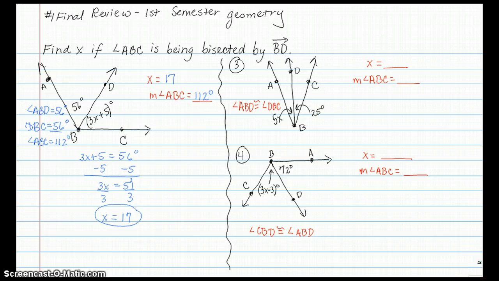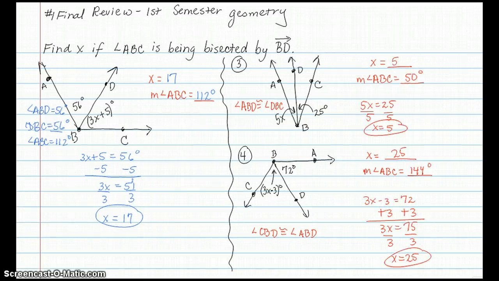There's 3 and 4. Again, angle ABC is being bisected by ray BD, which means that ABD is going to be congruent to DBC. Okay, in number 3, you have 5x set equal to 25 because the two angles are congruent. Using the property of division, divide both sides by 5, so x equals 5. To find what the whole angle ABC is, you would just add 25 and 25 and get 50 degrees.